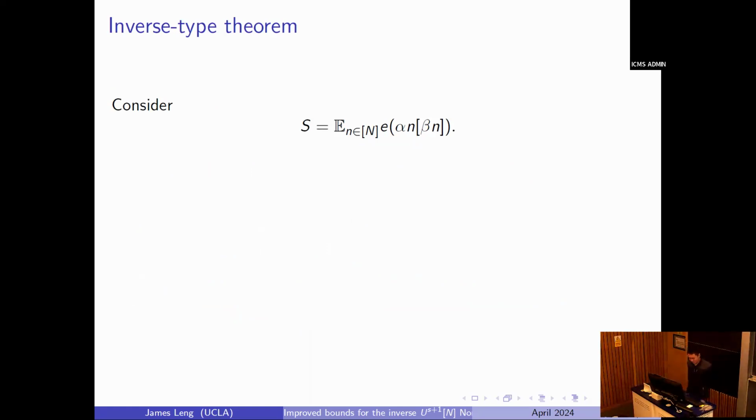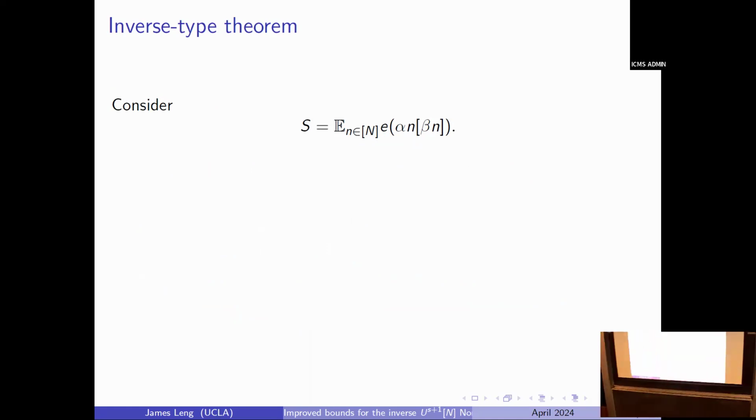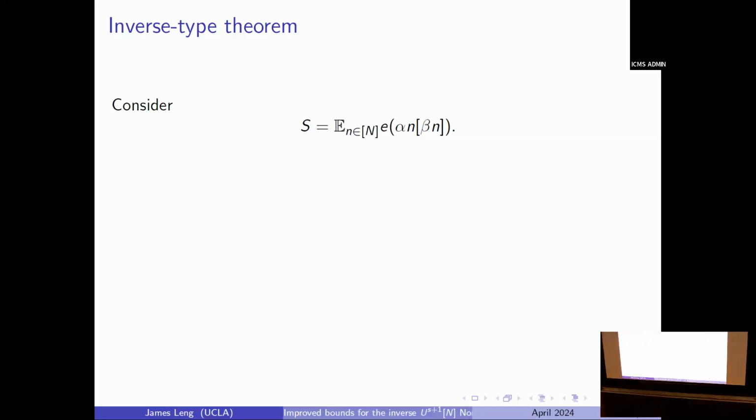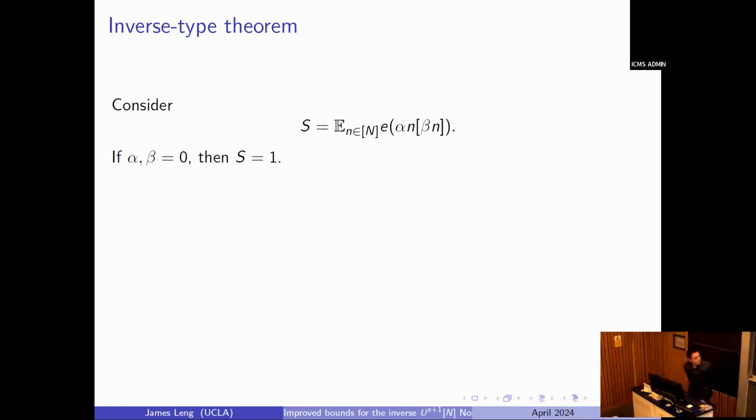So first thing is to consider this exponential sum, where I have an expectation over a single quadratic bracket polynomial phase. I call this quadratic because it looks like a degree 2 object, except that one of the things is in a square bracket. But locally, over some Bohr set, if you know what that is, it behaves like a quadratic polynomial.